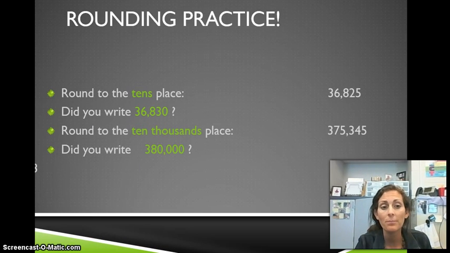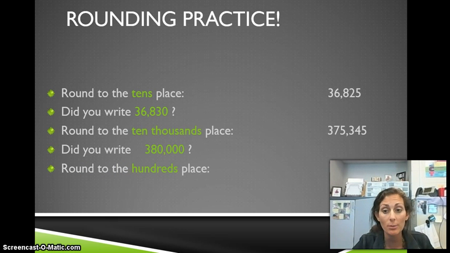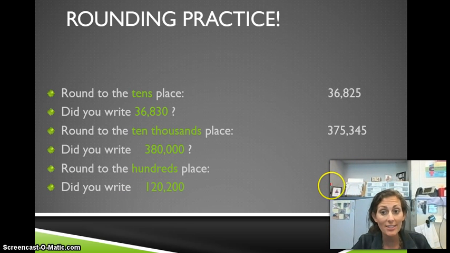Our rounding poem. Here's your next practice problem. It says round to the hundreds place. 120,243. So push pause and go ahead and work the problem out. When you're ready, push play. If you wrote 120,200, you're correct.